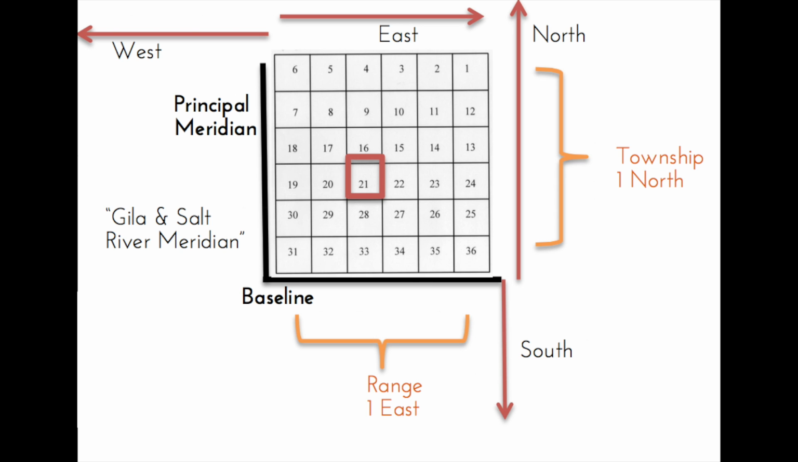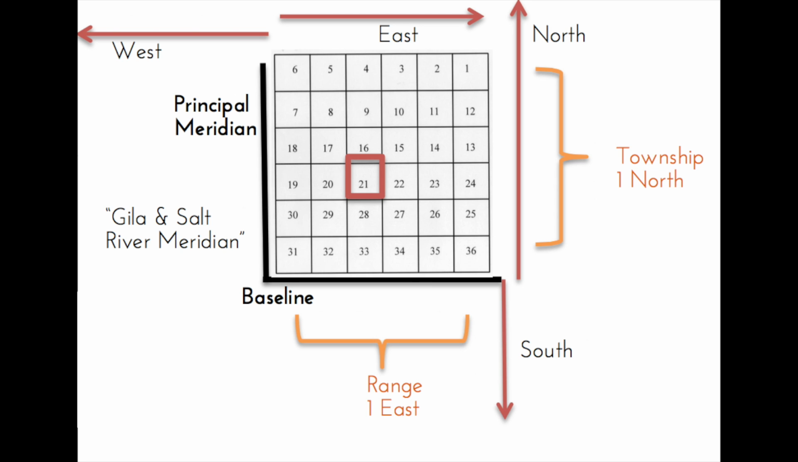The township designates the location of the land parcel north or south of the baseline, while the range indicates its position east or west of the principal meridian. The section number identifies the specific section of the township in which the given parcel is found.